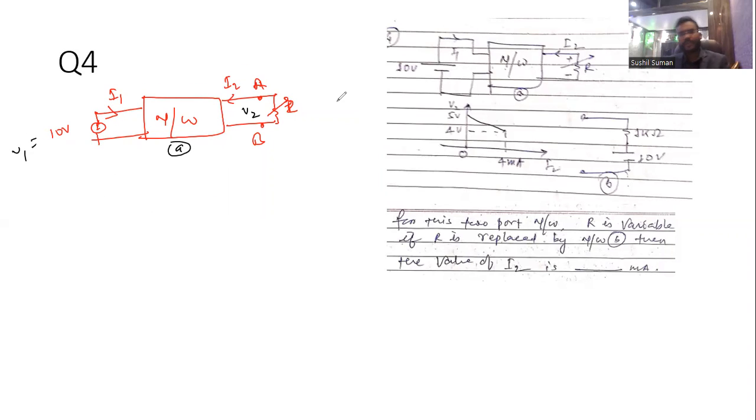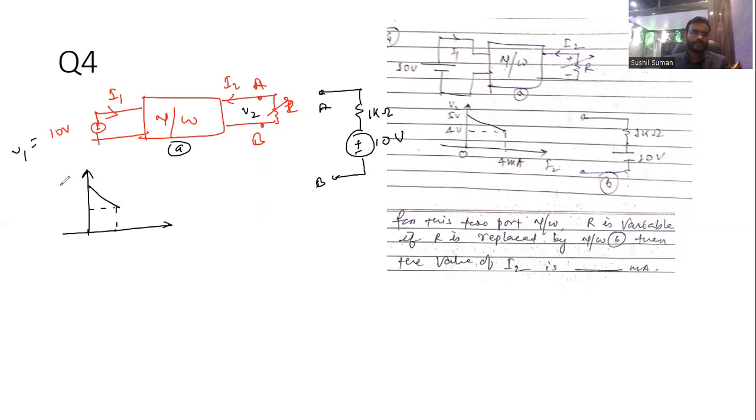Now its equivalent circuit is a 1 kilo ohm resistance, and the 10 volt source across AB. And the variation of V2 and I2 is given like this. This is your V2 and I2 graph. This is 5 volt, this is 4 volt, and this is 4 milliampere.